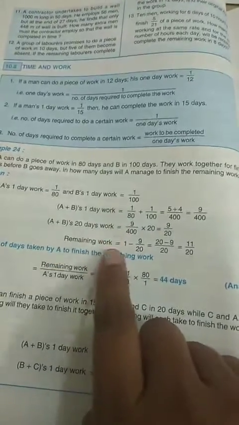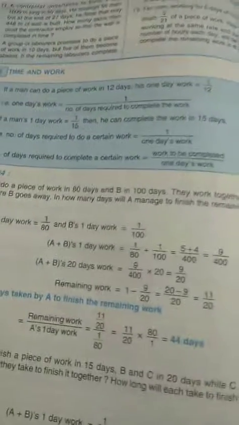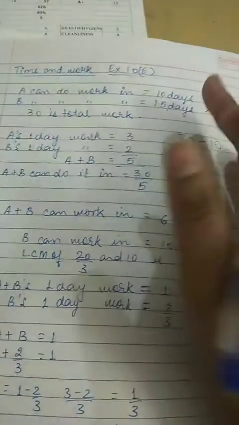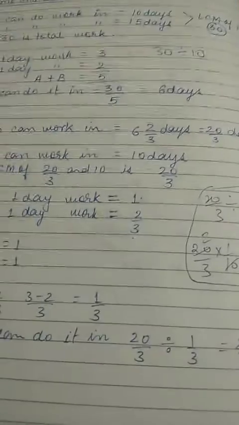You can do by this method, or you can do by the method which I have told you, that is the LCM method, in which the LCM is taken as the total amount of work. So you can do either by this method or the method which is given in the book. Both are correct.